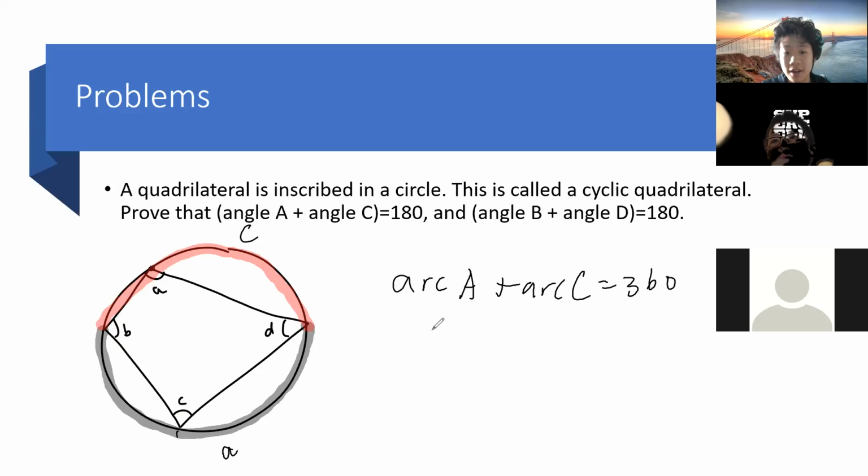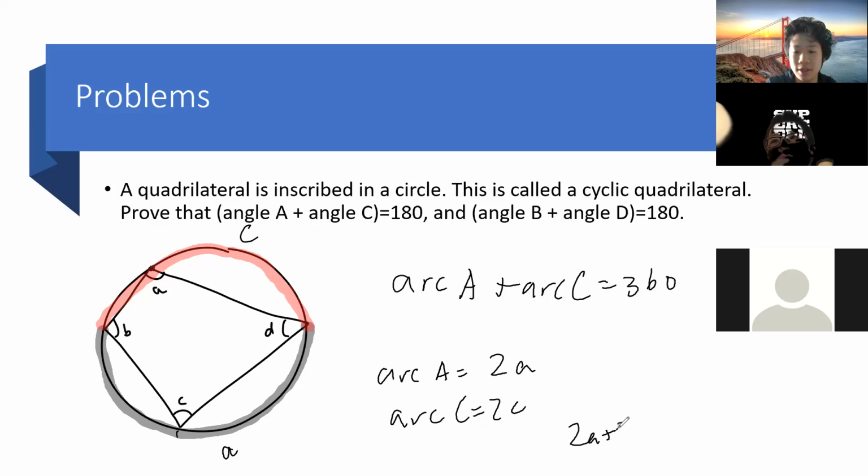We know that arc A equals 2 times the actual measure of angle A, right? Because we know that arc A divided by 2 equals A. So arc A equals 2A. Arc C equals 2C. So we plug these in, we got 2A plus 2C equals 360. Divide through by 2 on both sides, we got A plus C is 180 degrees.